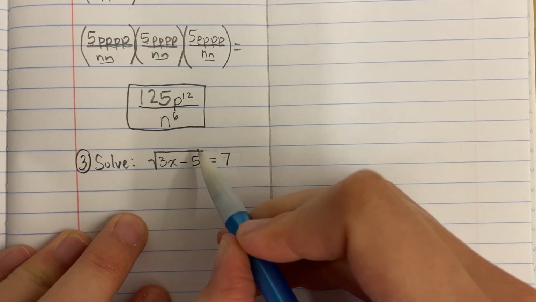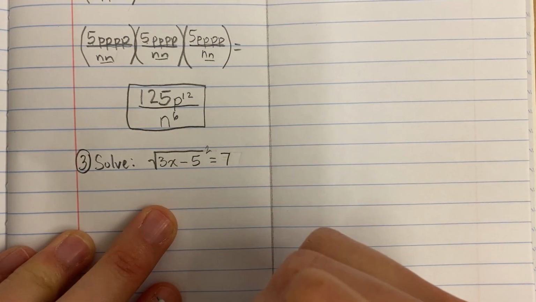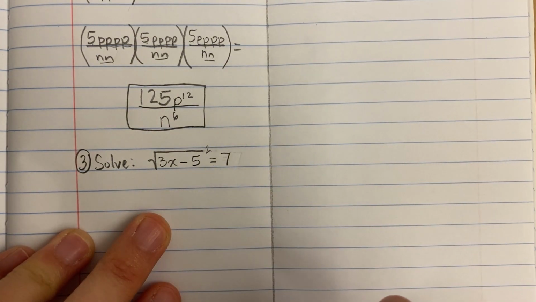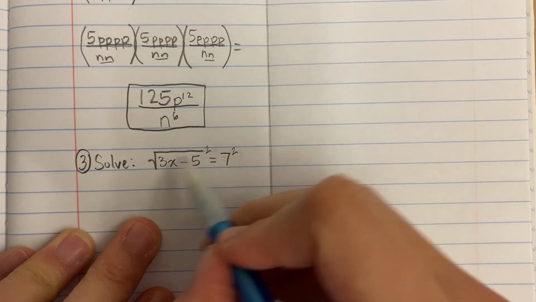I see the square root, okay? The square root is in the problem. What am I going to do? I'm going to square it. And if I square on the left side, then I have to square on the right side, okay? So I'm going to square this side.